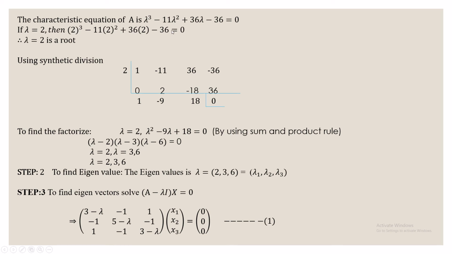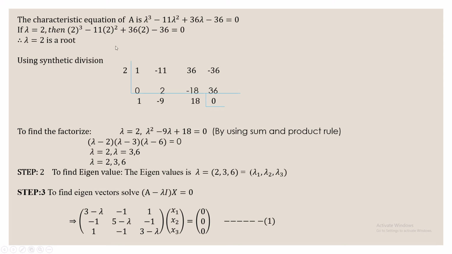Why? Because when you apply 2 in lambda, that value equals 0, so that is one of the roots. A cubic polynomial gives 3 eigenvalues, while a squared term gives 2 eigenvalues. The given problem is a 3 by 3 matrix, so the cubic in lambda gives 3 values. I have got one root, and now I want to find the other two roots.